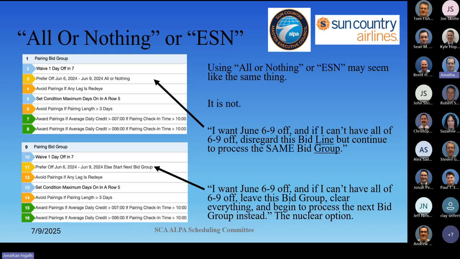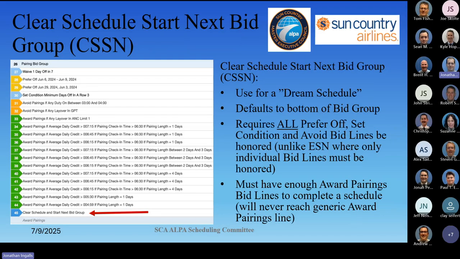I think the nuclear option is what's called clear schedule and start next. You notice that dark blue line, clear schedule, start next. It's always the very last line if you select it. What that is saying is never get into the blank award pairings tab, never even enter denial mode. If you haven't built me the schedule I want before you enter the award pairings tab, nuke the whole thing and move on. It's the dream schedule. It's the perfect schedule button. It's saying if you haven't given me every single thing that I want here, move on.